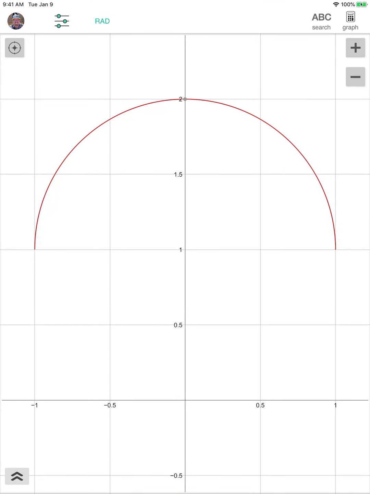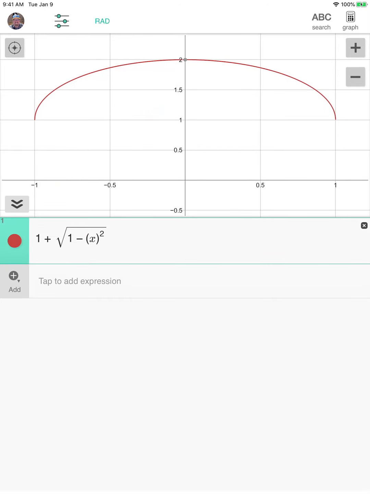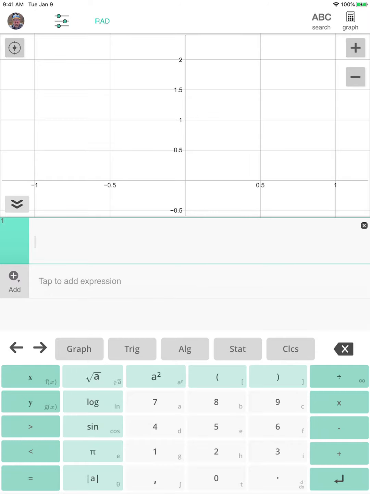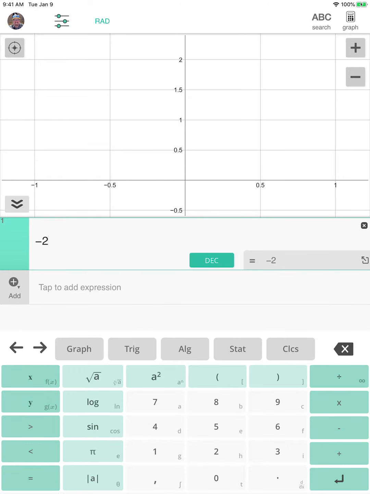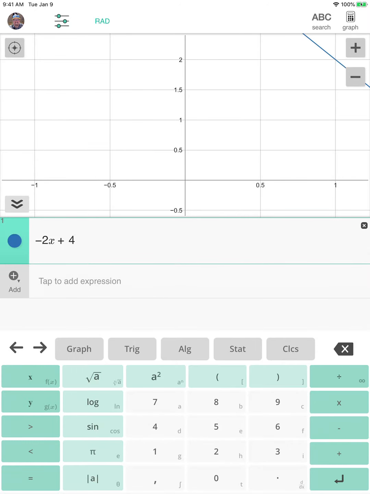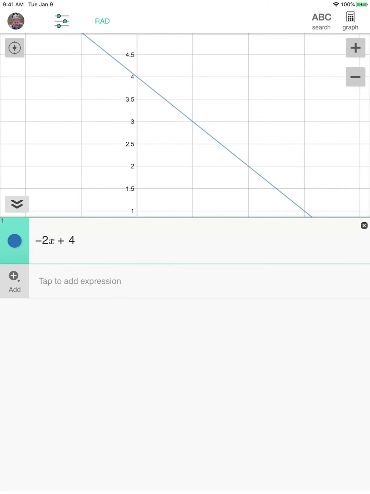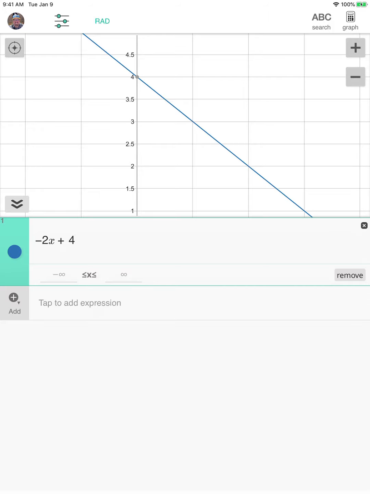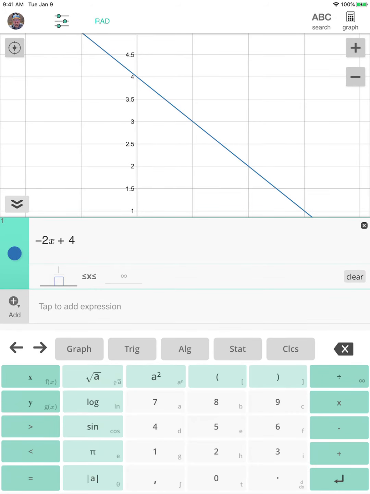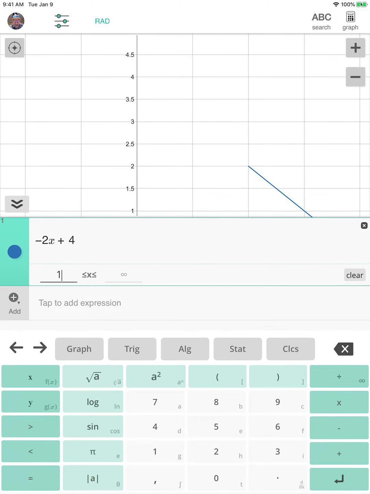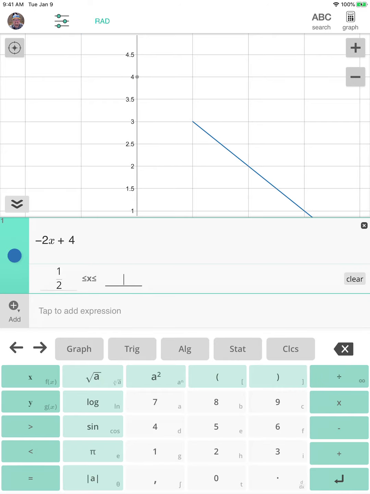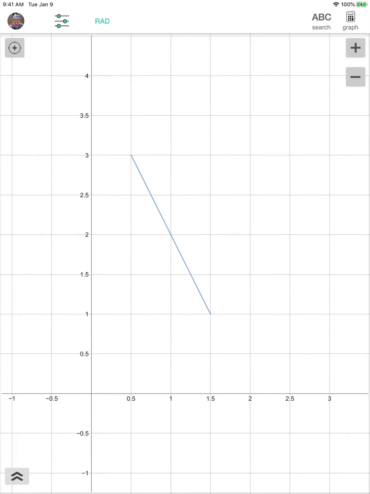so the first one is negative 2x plus 4. And I want to graph that from, set my domain to be 1/2 to 3/2. Okay, and so our graph looks something like this.